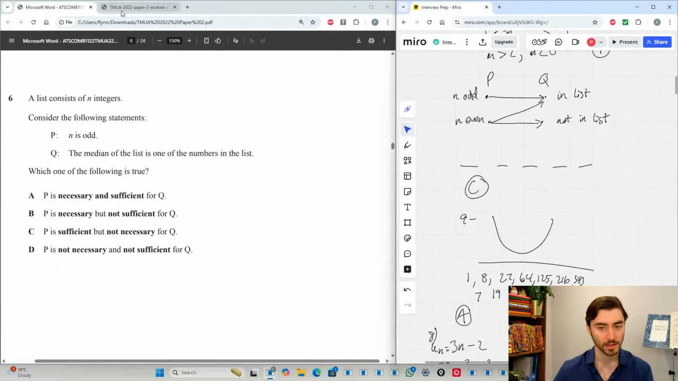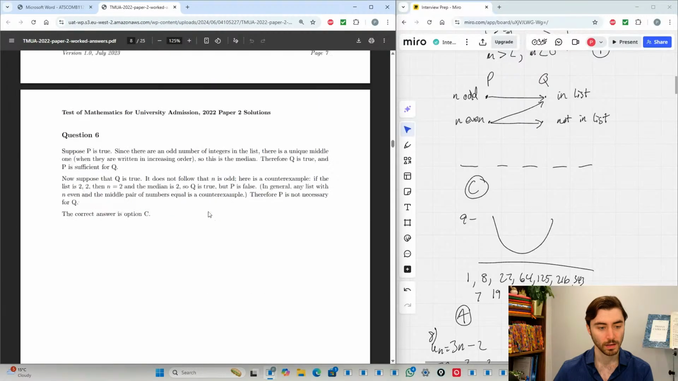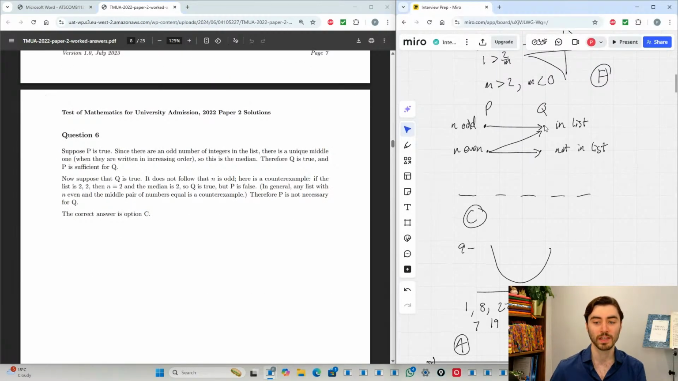Then for 6, the answer was, yep, it was C, because it's true. This was the mapping, and that is the sufficiency mapping. It is true that if n is odd, then you absolutely get something in the list. And it is true that if n is odd, you never get a number that's not in the list.